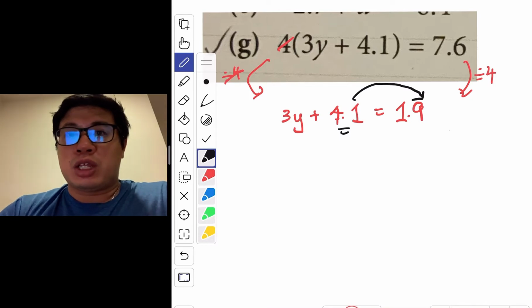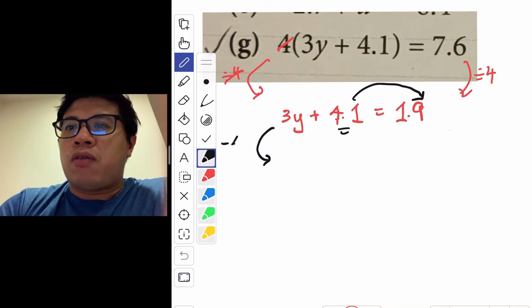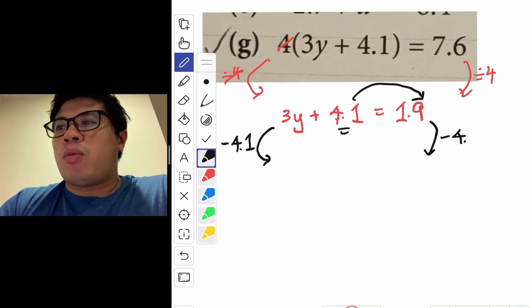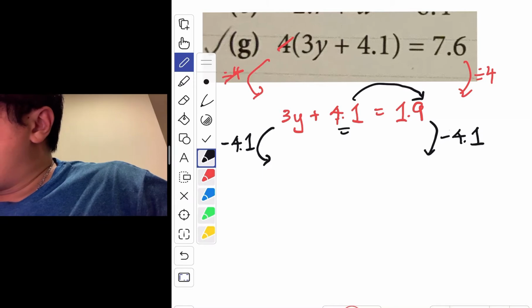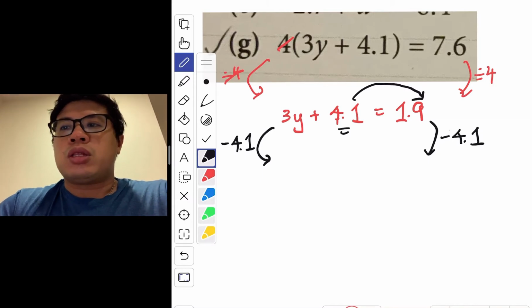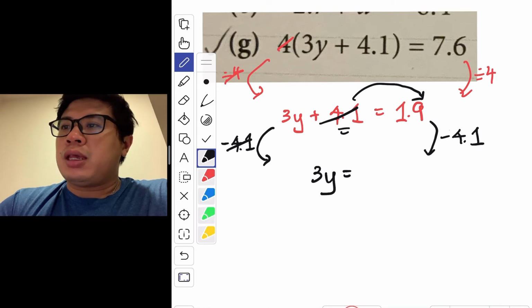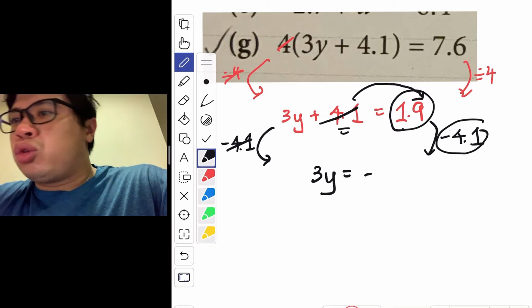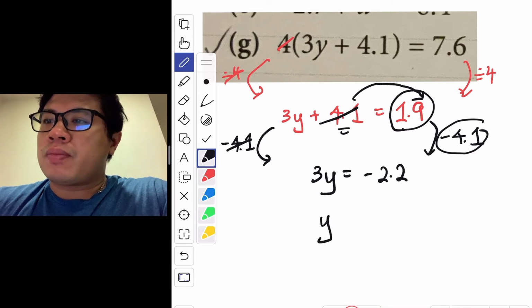Of course, this is just human language, but what we're actually doing mathematically is we need to subtract 4.1 on both sides. So we will subtract 4.1 on both sides. Once you do that, negative 4.1, positive 4.1 will cancel off. You are left with 3y on the left. 1.9 minus 4.1 will give you negative 2.2. And with that, you have 3y.